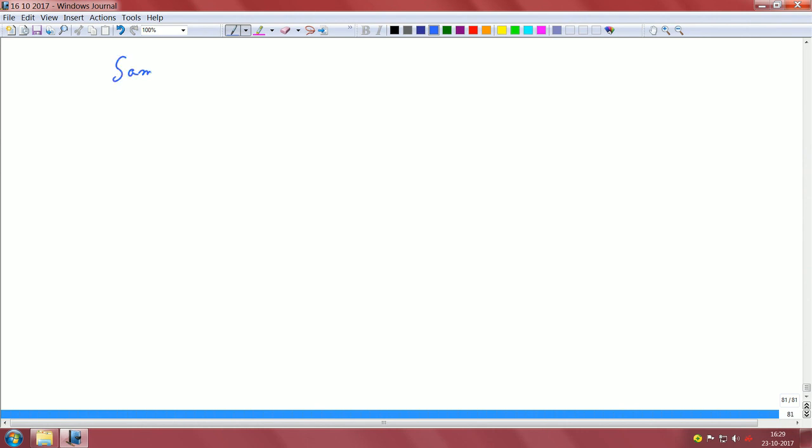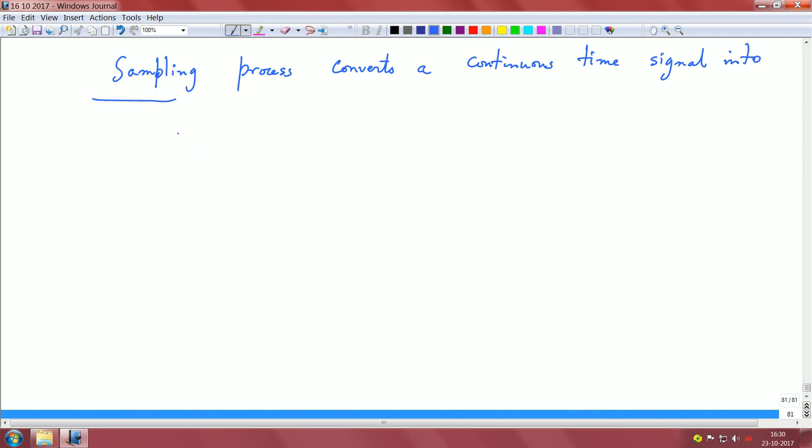So, the sampling process converts a continuous time signal into a signal of discrete time. Basically, I have a continuous time signal, and when I sample I just get some numbers, right. I just get a sequence of numbers.